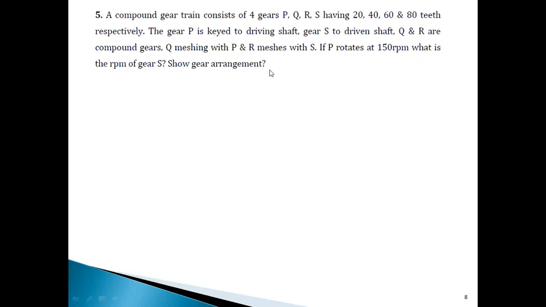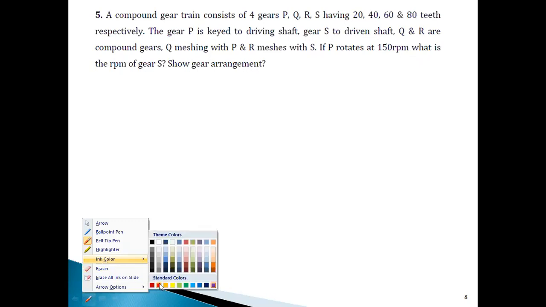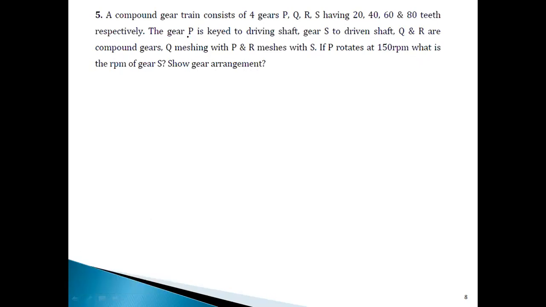Show the gear arrangement. So this question is similar to the previous question itself. Here, 4 gears are given, and as mentioned in this question, gear P is our driver gear. If you observe carefully, gear P is keyed to the driving shaft, which means gear P is our driver gear. Gear S is our driven gear. He has given the number of teeth for each gear. Q and R, he has said they are compound gears, which means both gears are fixed on the same shaft. So let us see how we can write this one.